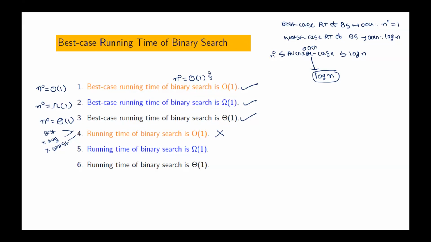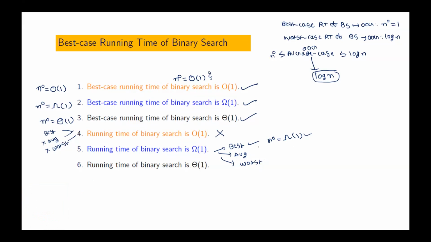Fifth statement, it is correct. In the best case, is it true or not? True. Average case also it is true, and worst case also it is true. Why? Here n power 0 is big omega of 1. This is correct. Log n is big omega of 1. We need not even check the average case. If it is true for best and worst, automatically it will be true for average.